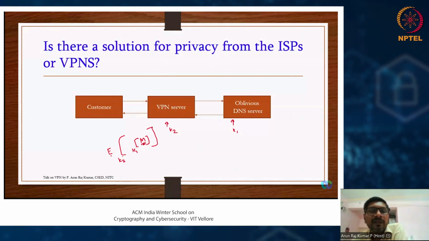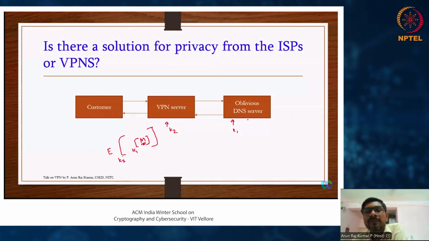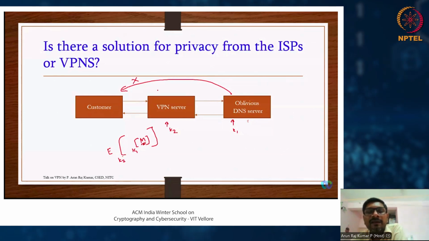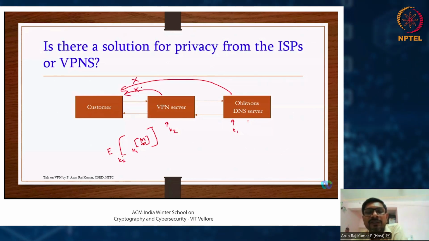So the VPN server will only decrypt and send it to the oblivious DNS server. And the oblivious DNS server will only know the actual message. So here the most interesting part is this DNS server doesn't know the customer, and the VPN server doesn't know the website that they are watching.